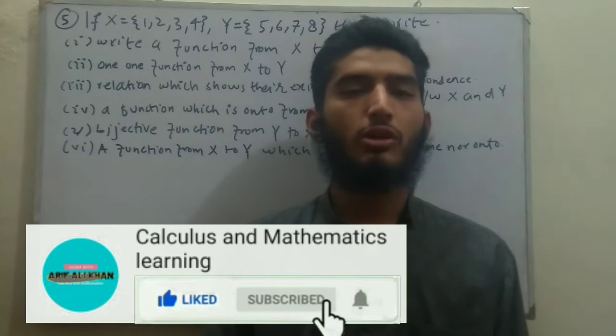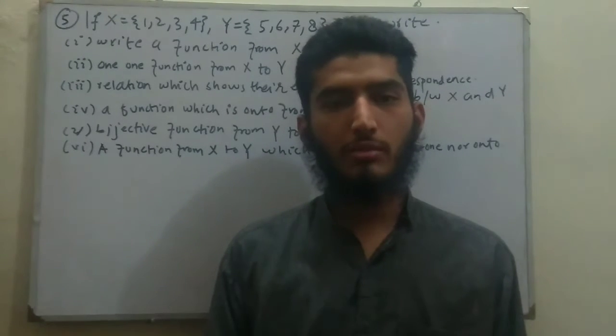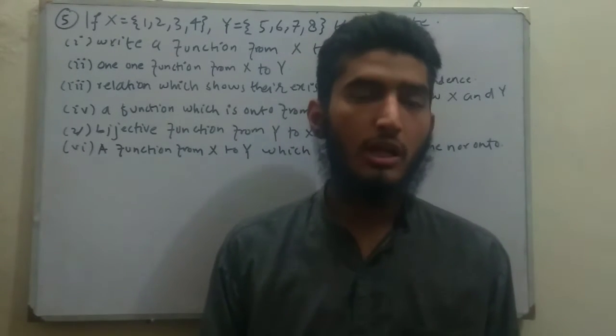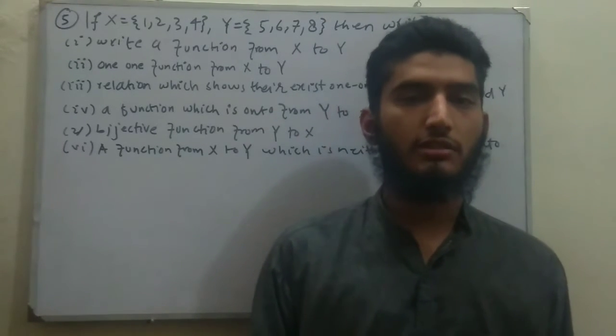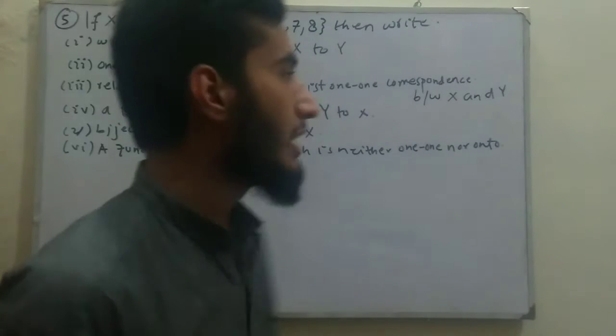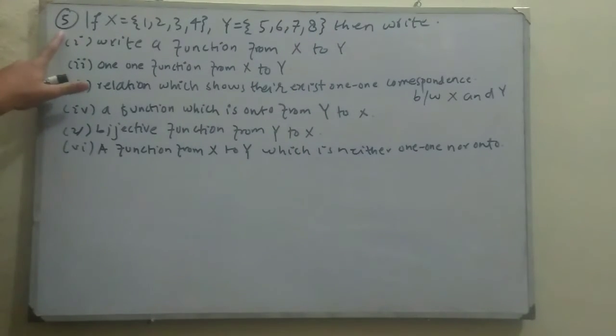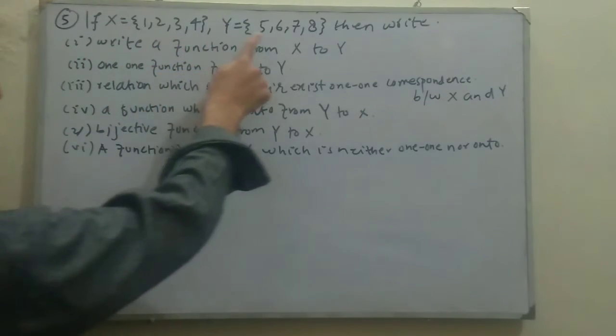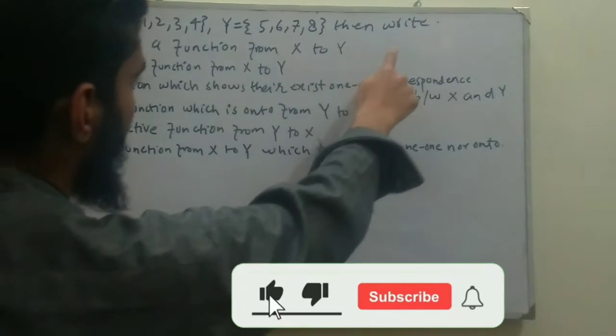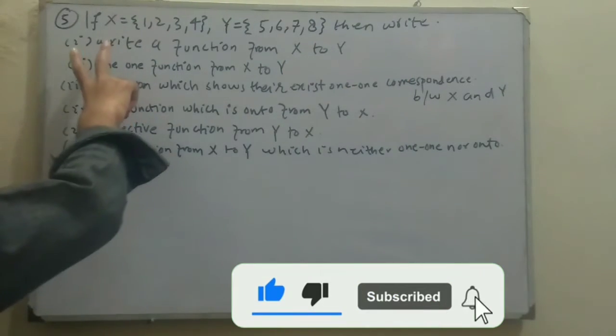In the previous video we learned question number 3 and question number 4 related with exercise number 5.5 of chapter number 5, sets and functions, class 10 mathematics. In today's video we are going to start question number 5 related with exercise number 5.5. It tells that if set x is {1, 2, 3, 4} and set y is {5, 6, 7, 8}, then write. There are 6 parts in this question.